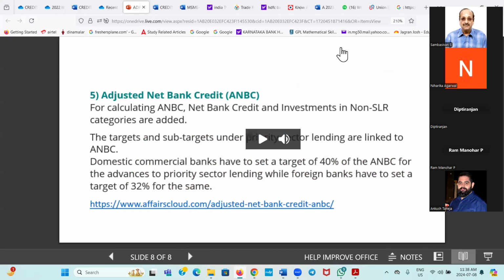Targets and sub-targets under the priority sector lending or linked to ANBC. Domestic commercial banks have to set a target of 40% of ANBC. But normally in interviews, we will say priority sector should be 40% of the advances. You say like that. Otherwise, if you say 40% of the ANBC, you will land into problems like this. So you must be able to answer these things.